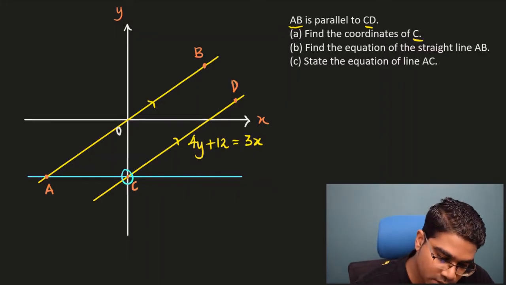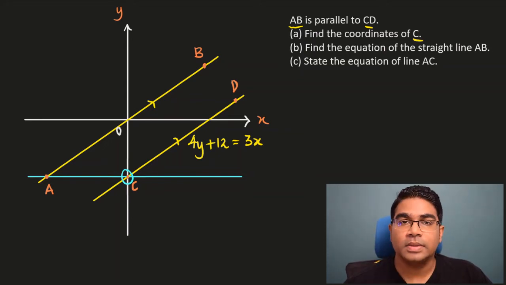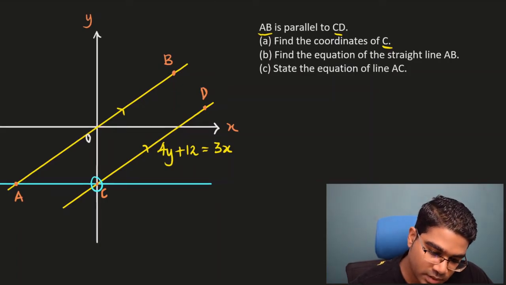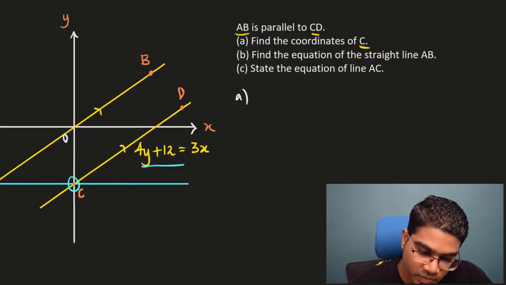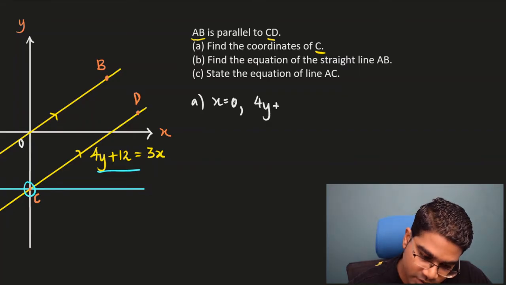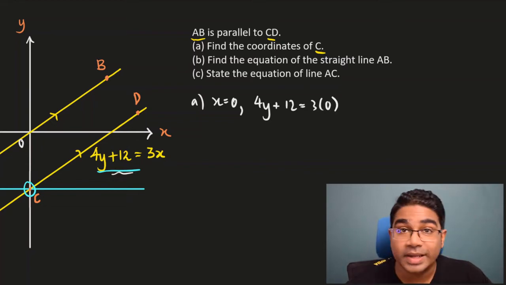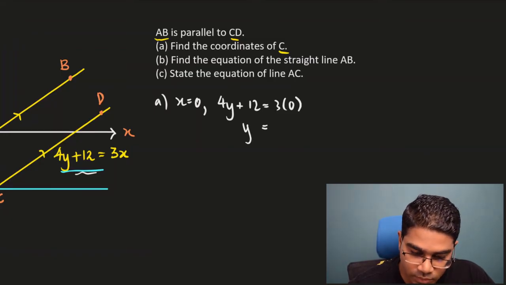C is here. Now you will notice immediately that C is a y-intercept. Whenever we have a y-intercept, the x-coordinate of a y-intercept is 0, and this is the information that we are going to use. We have been given the equation of the line CD, so we can use this equation to find our answer. So for the y-intercept, x equals 0. When x equals 0, then we have 4y plus 12 equals 3 times 0. We are simply using back this formula here. So what we get is y equals negative 3.